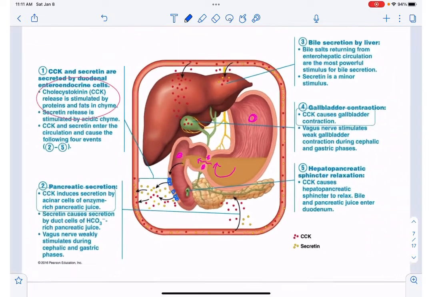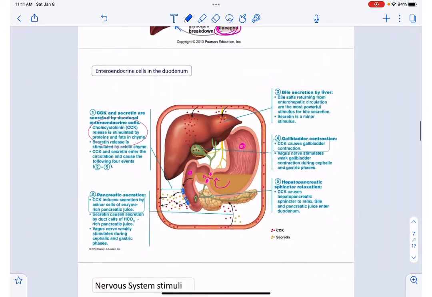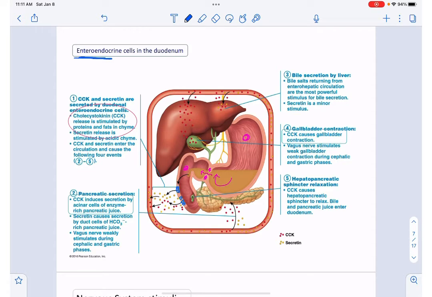And we call these enteroendocrine cells. Entero refers to the intestine, and endocrine just means that they have the potential to produce hormones. And so these enteroendocrine cells are going to respond to the presence of proteins and fats in chyme, in the fluid that's moving through the small intestine. And in response, they're going to produce a hormone, release a hormone called cholecystokinin, abbreviated CCK.